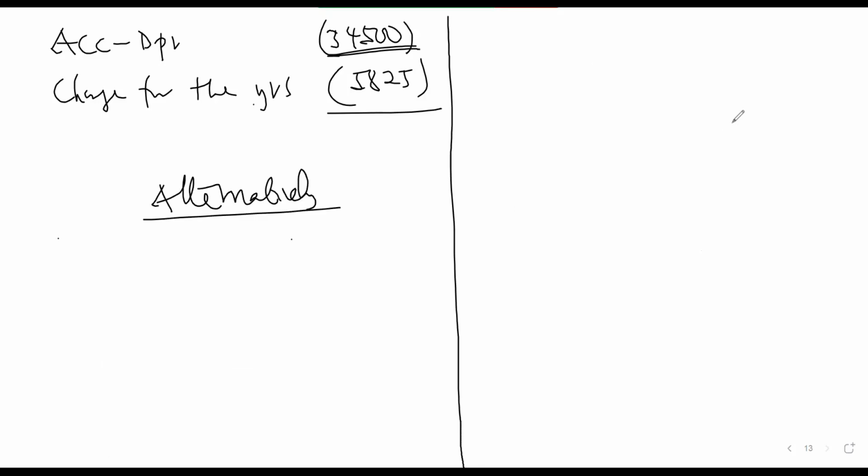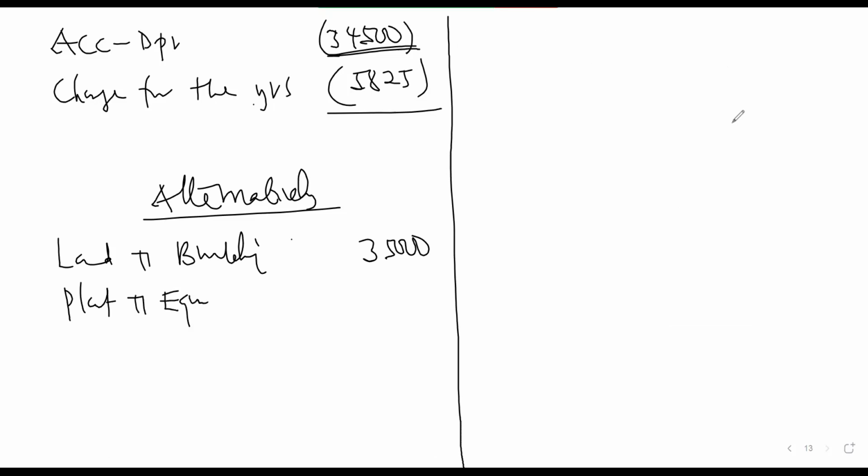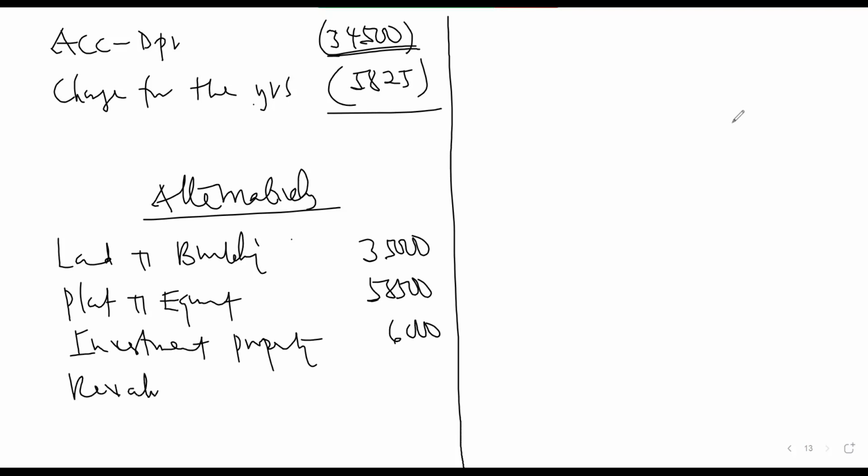Alternatively, the person can also start with land and building. With the land and building, the person will pick their cost, 35,000. Then the person will pick plant and equipment to be 58,500. And the person will bring the transfer of investment property at 6,000. Then the person will now bring the revaluation surplus, because the assets should be carried at their fair value. So since we are bringing the cost, it means that revaluation surplus will increase the amount. And the person will now bring the accumulated depreciation.